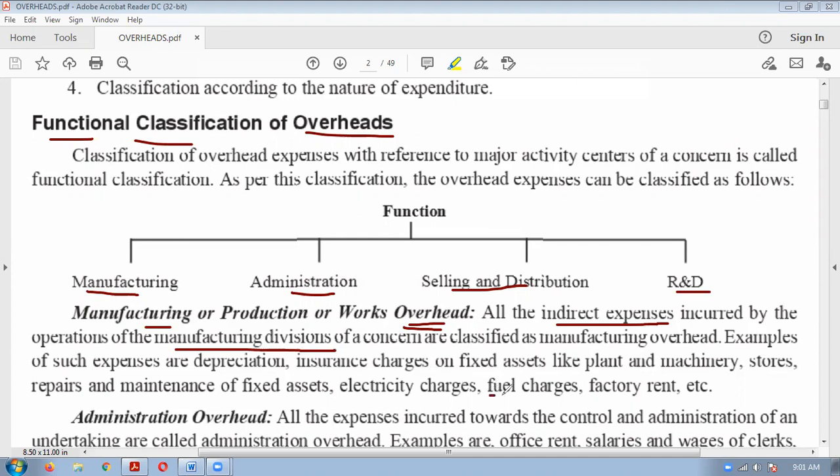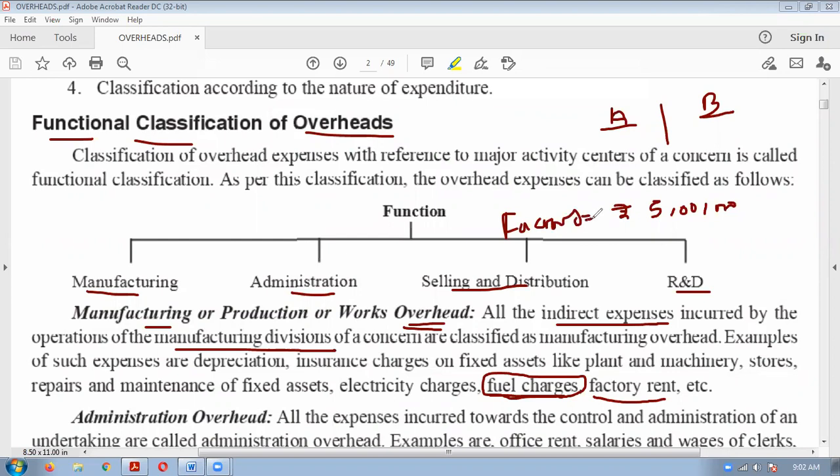Like fuel. Fuel charge is an indirect expense. Factory rent. Suppose the company is producing two products, product A and product B, in the same factory premises, and it is paying a rent of, let us take, 5 lakh rupees during the year for the factory premises. So this is a common, indirect expenditure, factory rent. Now how will we charge this to product A and product B? That is known as apportioning of overhead. Some amount will be charged to product A and some amount to product B.